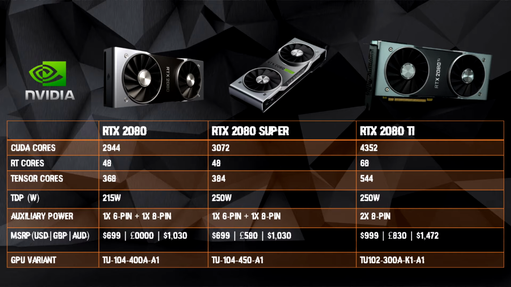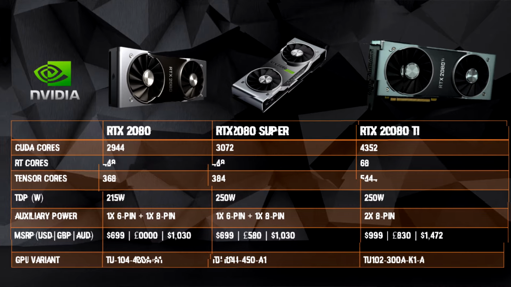The 2080 and 2080 Super both contain 48 RT cores, and the 2080 Ti again trumps them, having 13.6% more. The 2080 Ti has a TDP of 250 watts, matching that of its Super variant, but its non-Super variant only uses 215. The Ti also requires two 8-pin PCIe power connectors, whereas the Super and non-Super variant require one 6-pin and one 8-pin. So as you can see, these are not cheap and definitely should not be an impulse buy.